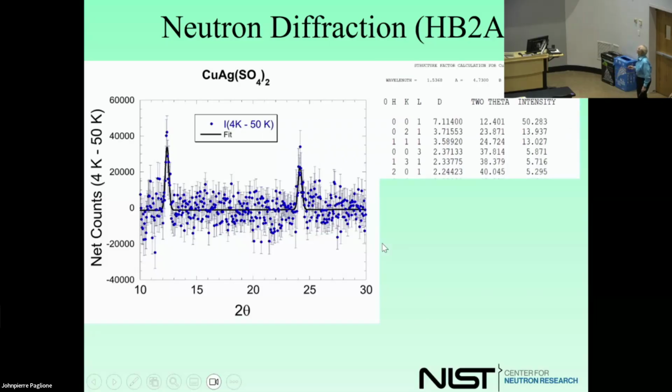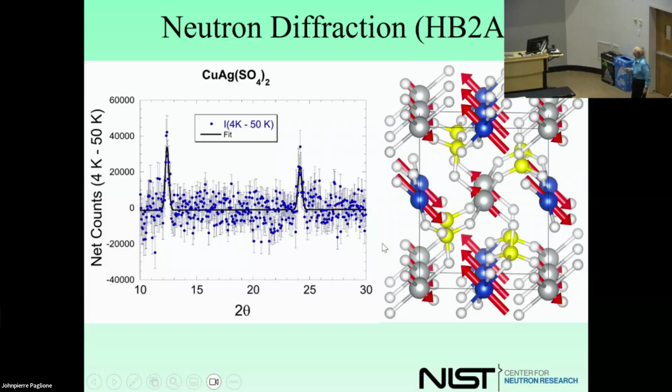Okay. So then what you can do is to use the altermagnetic structure where copper and silver both have a magnetic moment, and you can explain the pattern completely. Okay. So this we believe is an altermagnet. And we're anxious to get this written up and published.